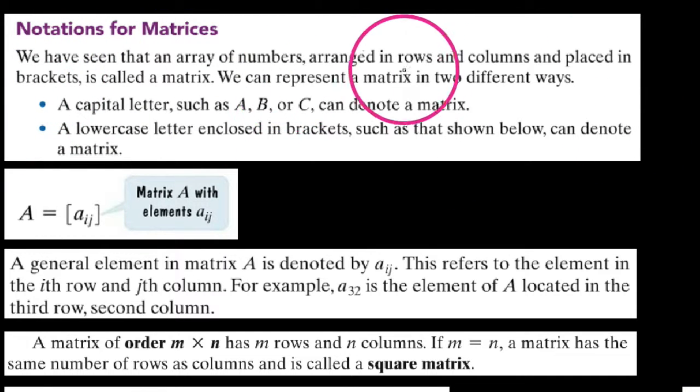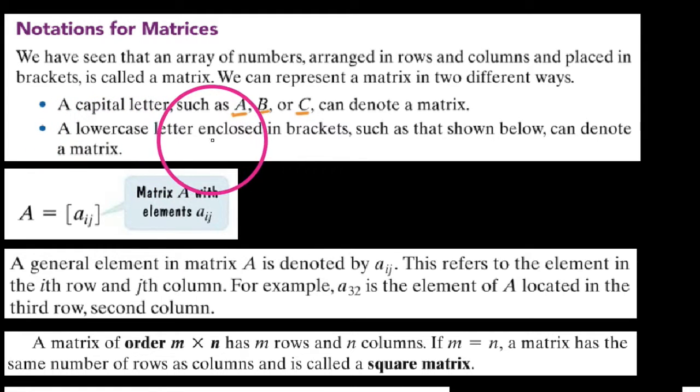It says that we've seen that an array of numbers arranged in rows and columns and placed in brackets, we call those things matrices. But what you might not have known is that we represent matrices two different ways. So one way to do it is just by a capital letter. So we often use capital A, B, or C. Those are pretty common for matrices, but we use these capital letters to denote that matrix.